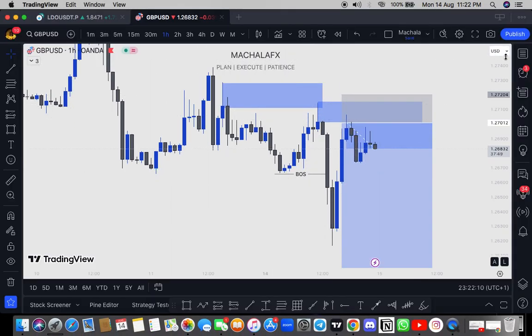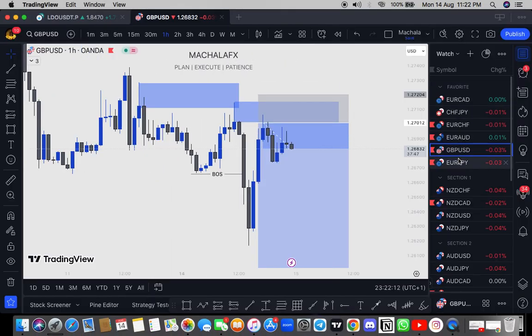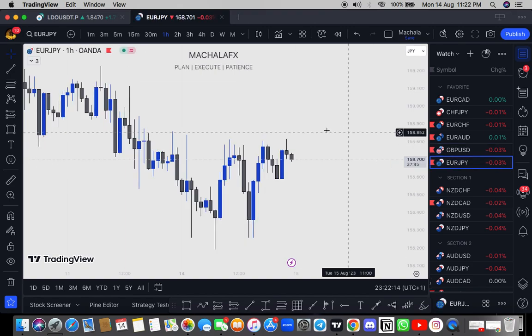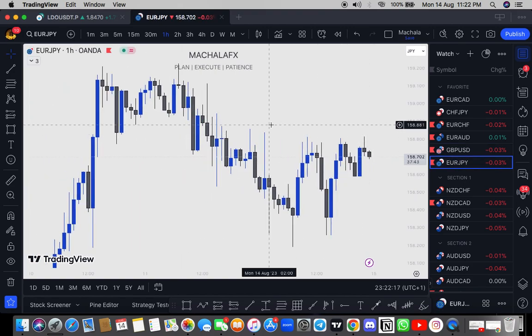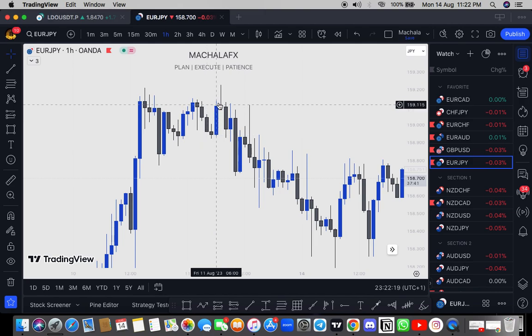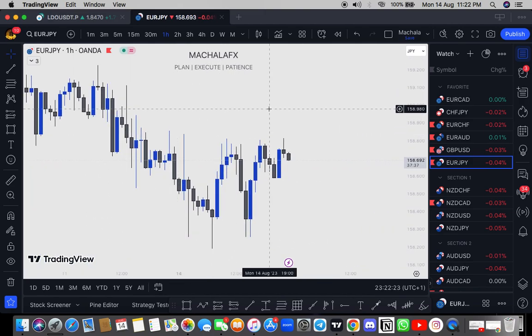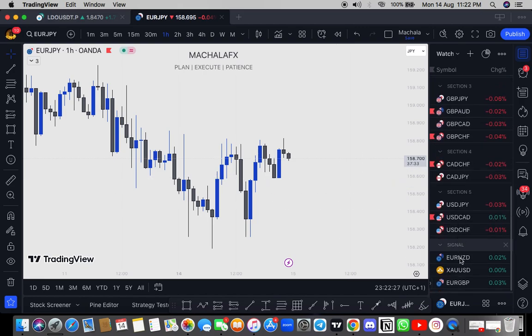Let me show you in another chart. Which chart to get GBP? The same thing. You can see it here, that indecision candle. It's everywhere. You can go and check it. Okay, there's something I want to show you on gold.